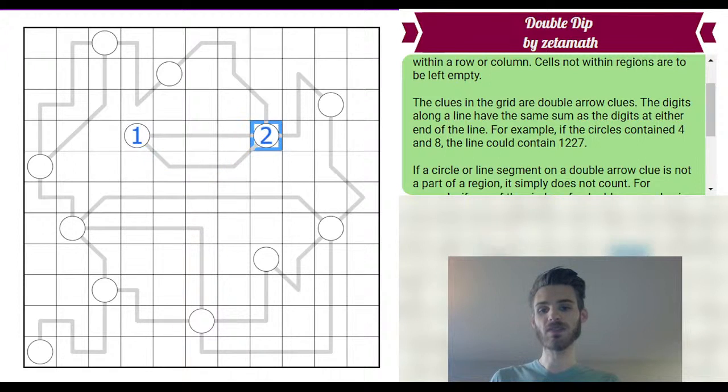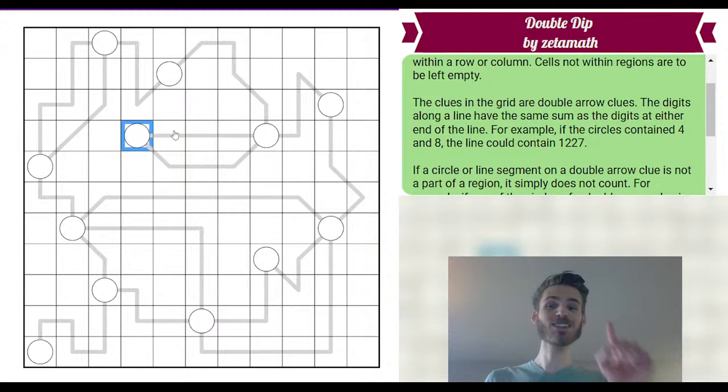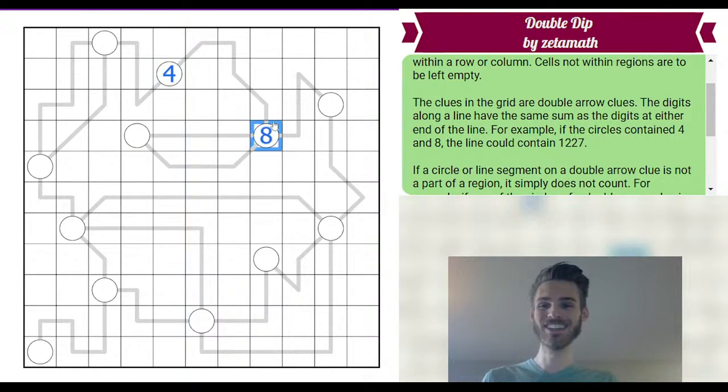Another example it gives here is if the circle contained a 4 and an 8, then the line could contain, well, this is not a 4-cell line, so that's not a very good example. For this one, I swear, if there is no 4-cell line in this puzzle, I swear if there's no 4-cell line. Okay, there it is. 4 and 8.